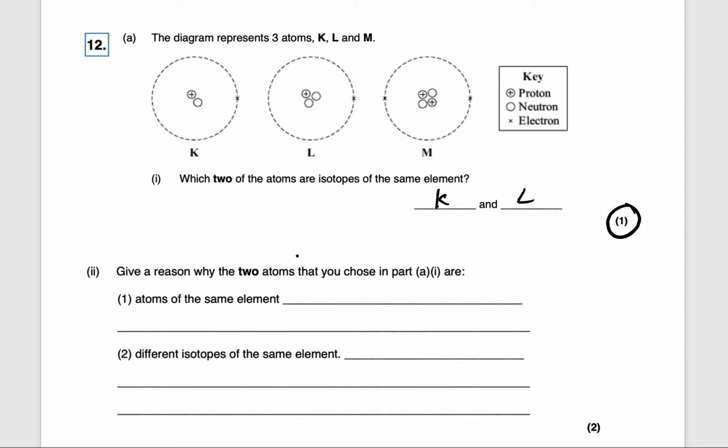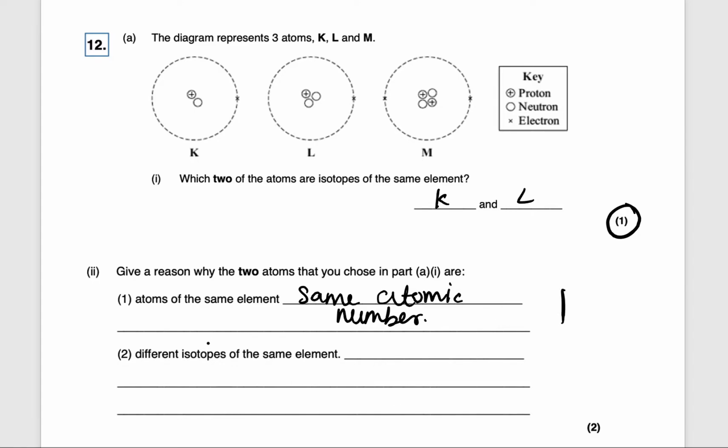Give a reason why the two atoms that you chose in part AI are atoms of the same element. Well, they are atoms of the same element because they have the same proton number, so the same atomic number. So they have the same atomic number. That will get you 1 mark.